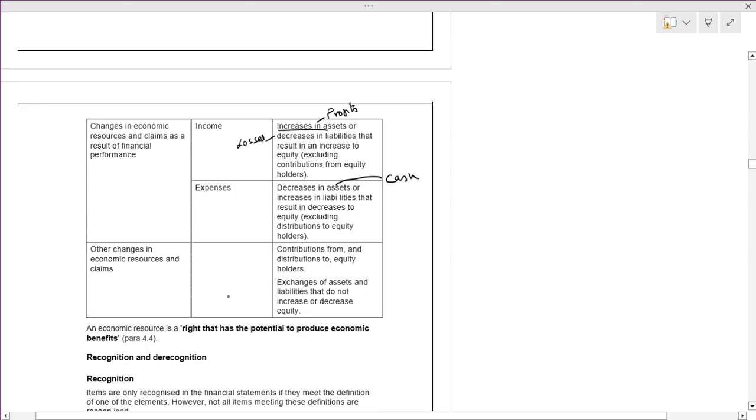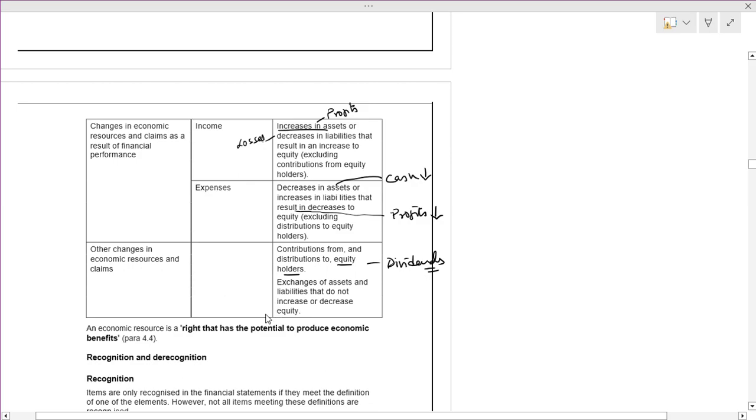Whereas increase in liabilities results in decrease to equity. Definitely, what will happen if your expenses are increasing? Be very specific. The profits will decrease. Other changes are economic claims in terms of contributions from and distributions to equity holders, in terms of dividends. Is it clear to you?